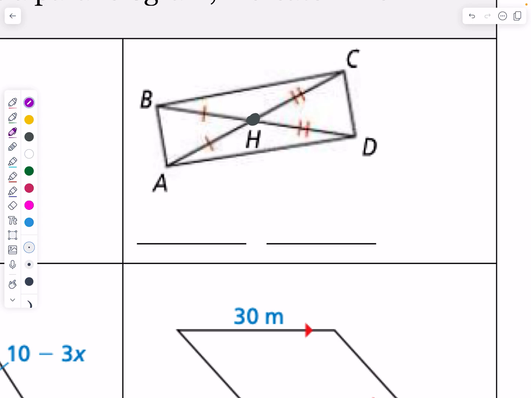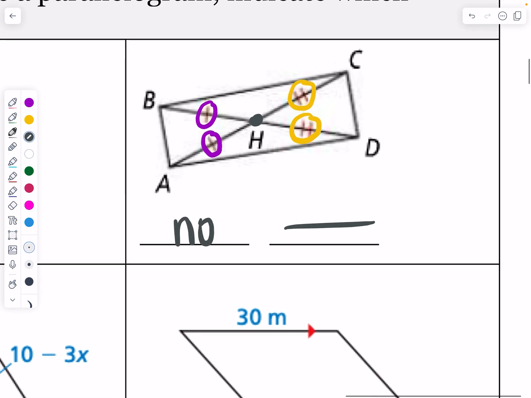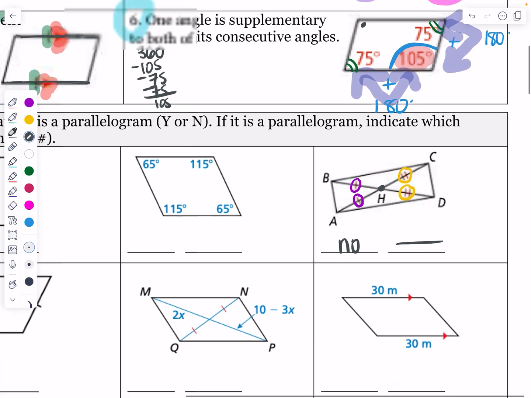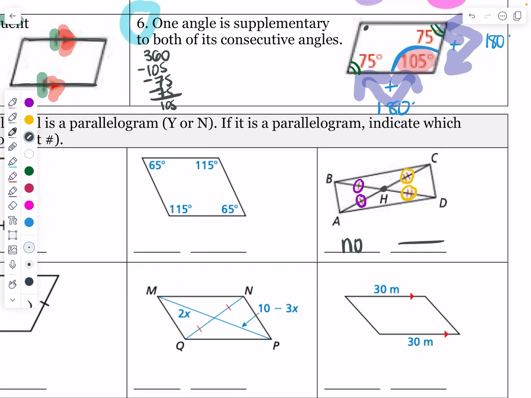Well, right now I have a single tick mark here. Where's the other tick mark that's single? Right here. Here's the problem. This one, this purple one, is not the same length as this yellow one. So those diagonals are not bisecting each other. And so unfortunately, this is going to be a no, and we're just going to leave this blank. Okay, there is no condition that proves this a parallelogram because it is not.